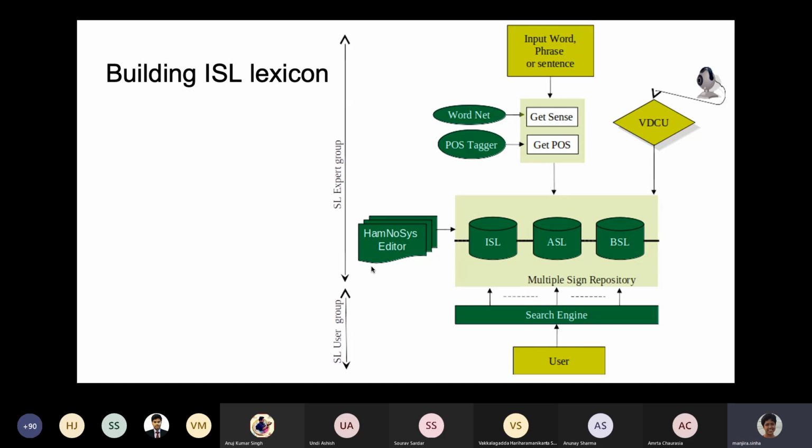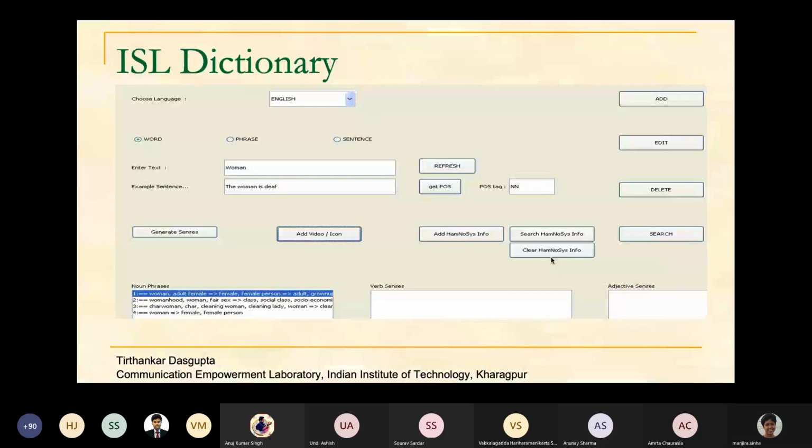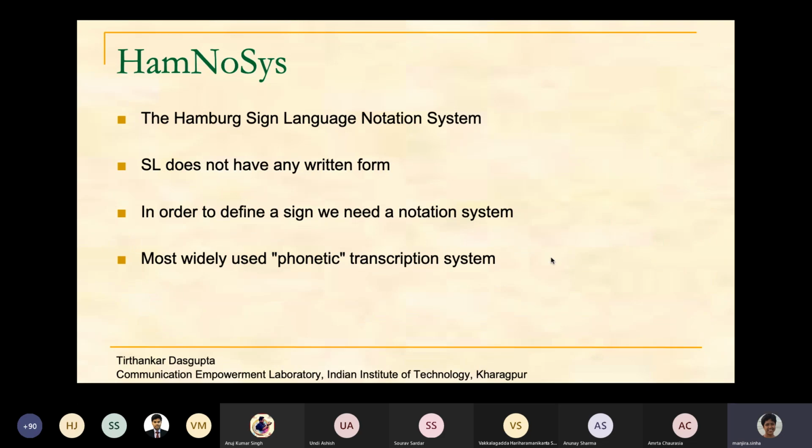Okay, we will see what is Hamnosys. With this Hamnosys editor, we have the sign language, for example, one repository for Indian sign language, and then the user can search and retrieve signs for sentences in any language. Let us go to the Hamnosys notation.